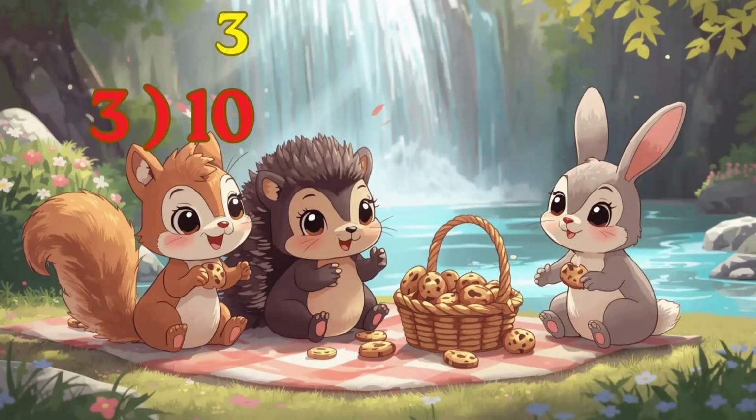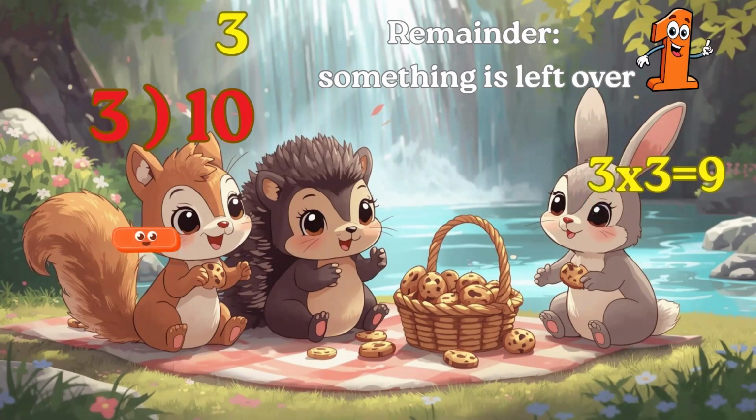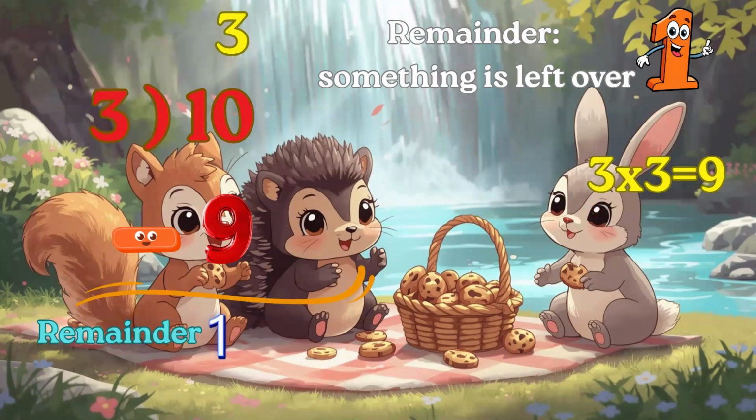Remainder: sometimes, the dividend doesn't split perfectly into equal groups, and something is left over. That's the remainder. In the story, after giving each of the 3 friends 3 cookies, 3 times 3 is equal to 9 cookies used. There's 1 cookie left because 10 minus 9 is equal to 1. Sammy suggests saving this extra cookie for Tilly, so the remainder is 1, and that's how Benny and his friends made every cookie count with division.